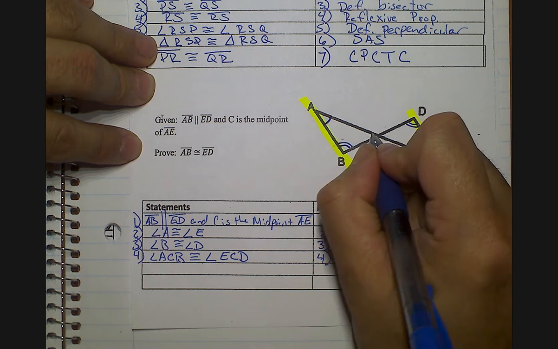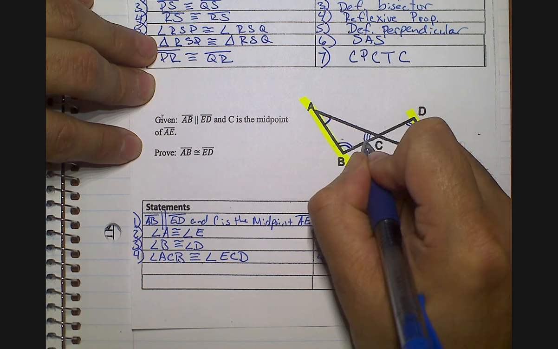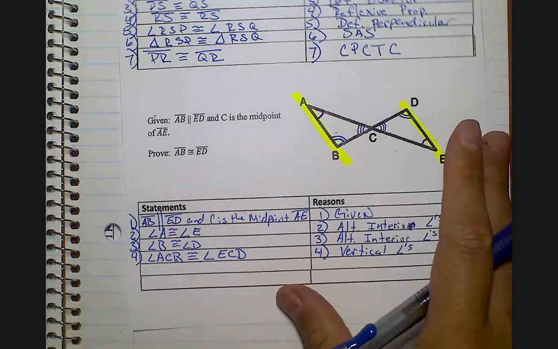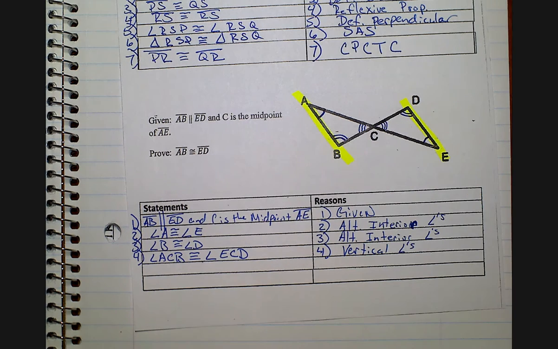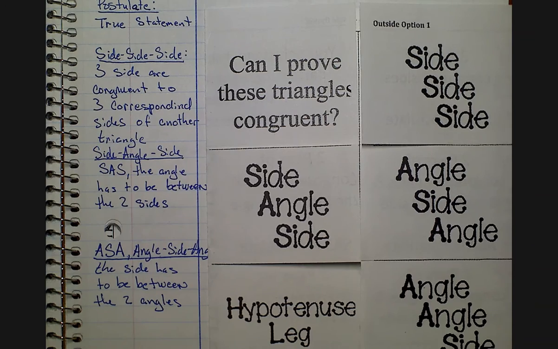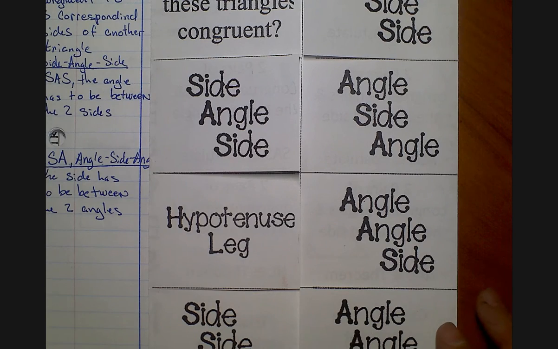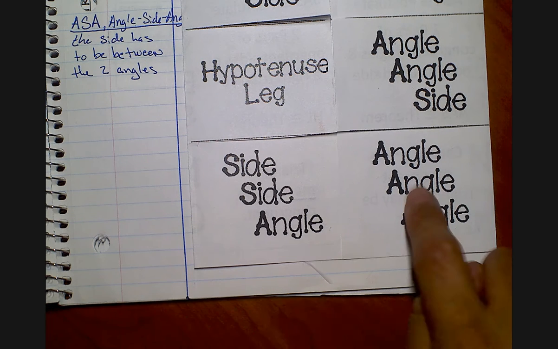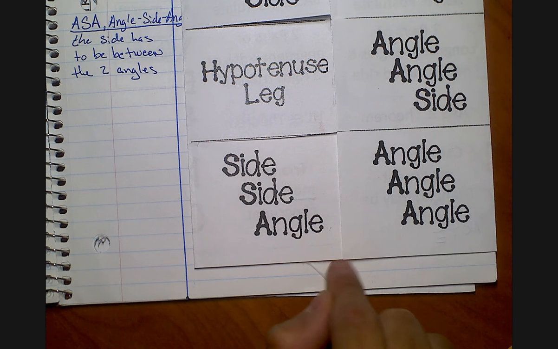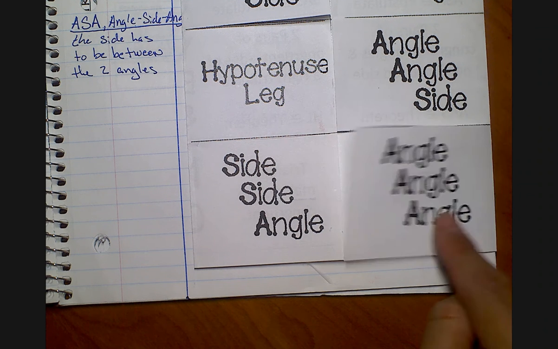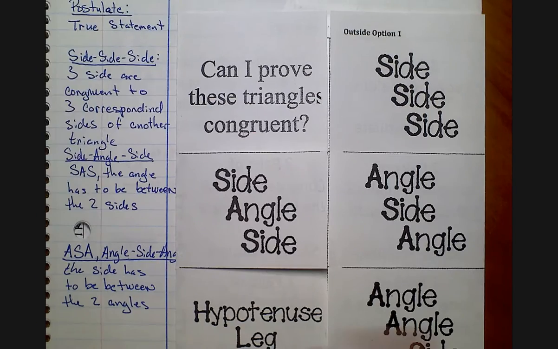Now, 1, 2, 3. I'm not done with this, but if you notice, I have all three angles now, right? So let's go back and look. That'd be angle, angle, angle. Is that enough to prove that the triangles are congruent? No, I can't prove the triangles are congruent. So we need more information.